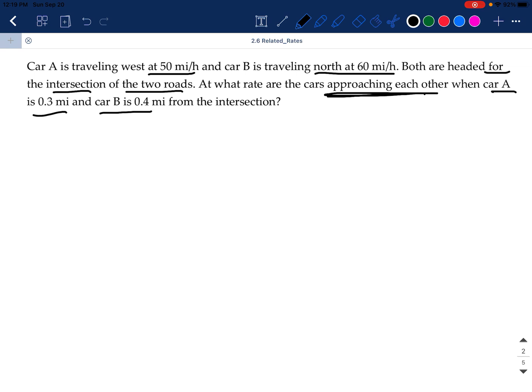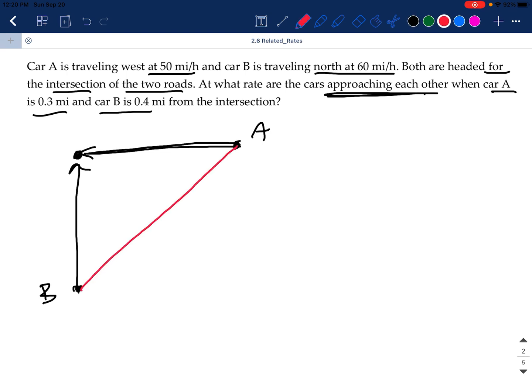So again, here's going to be where we need to really be careful with how we set up our diagram. So car A is traveling west and car B is traveling north towards each other. So if we maybe make this point the point where they are approaching, we've got one car heading west, that would be car A, and then another car heading north, that would be car B. And then we want to know at what rate are the cars approaching each other, which means what is the rate of change of the distance between the two cars.